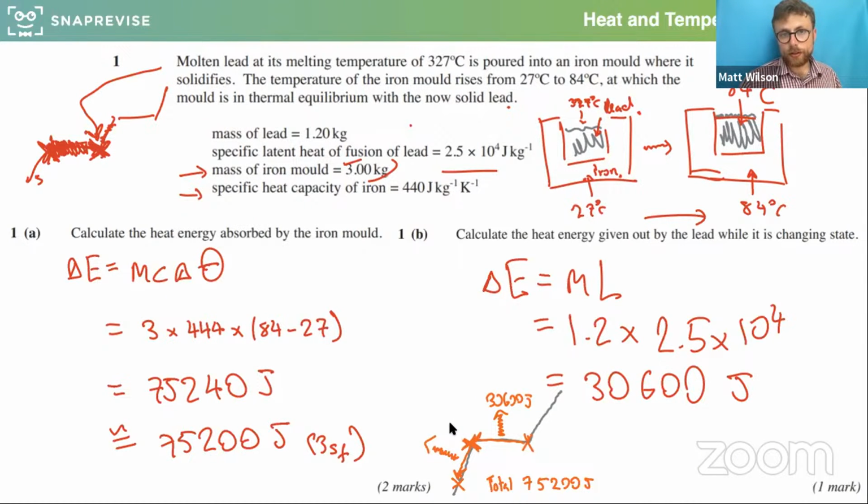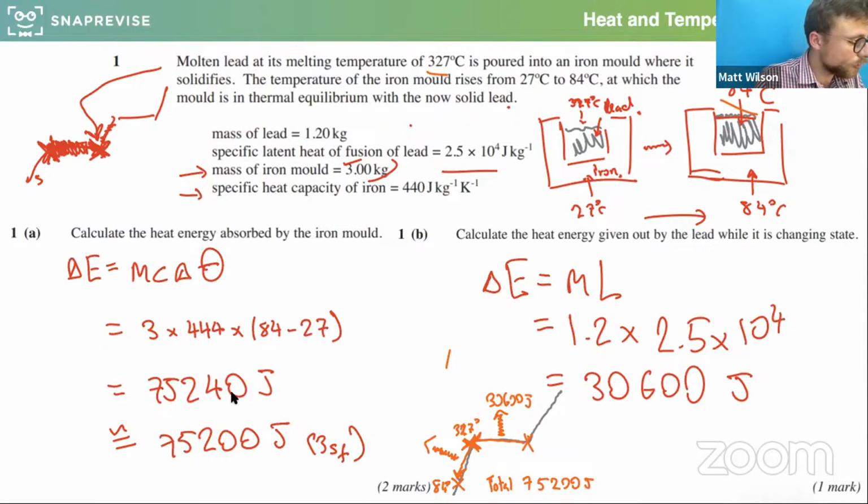Okay, good. Because we know the initial temperature is 327 degrees, and we know the final temperature, because they ended up in thermal equilibrium, is 84, we know the change in temperature. And we're going to be able to figure out how much energy was released. That's going to allow us to calculate the specific heat capacity.